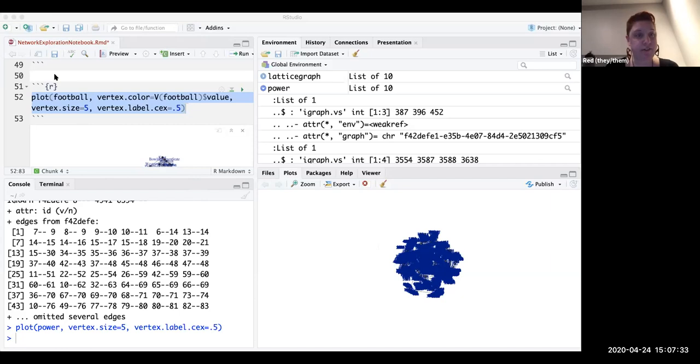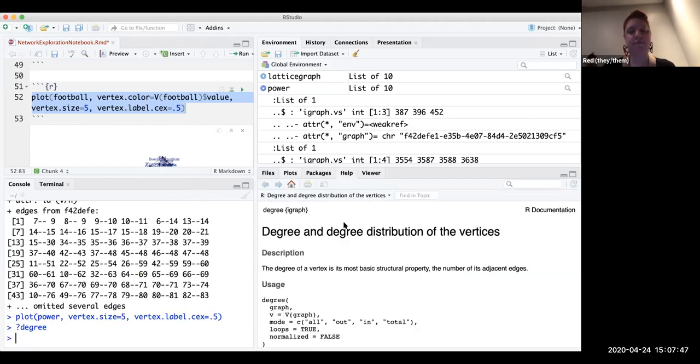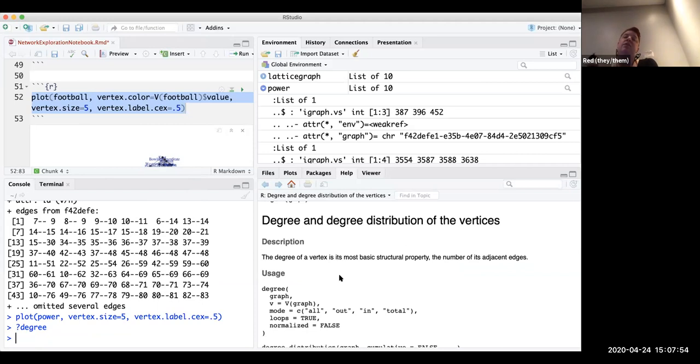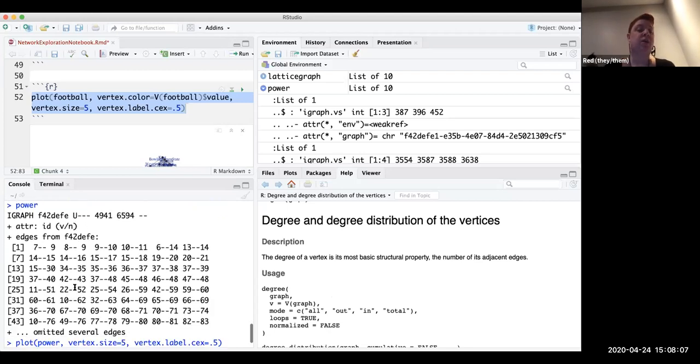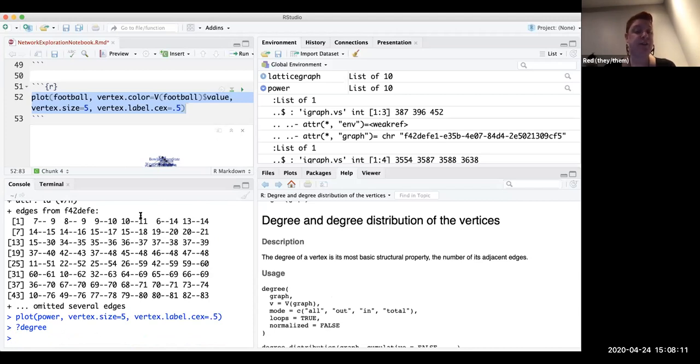So now that we've created a graph, we can do all of the different statistics and math that I already talked about. So let's go ahead and look at the degree function. Remember, I talked about degree. Degree is the total number of weighted interactions that a particular node has. In our power graph, this is undirected and unweighted. So if we calculate the degree for a particular node, that would be the total number of connections that that particular vertex had.